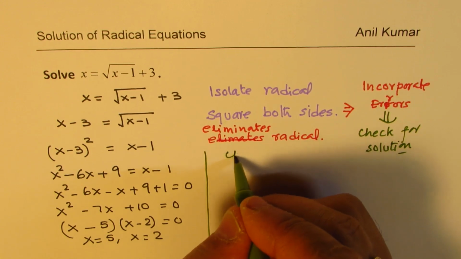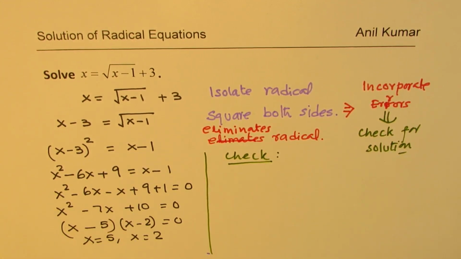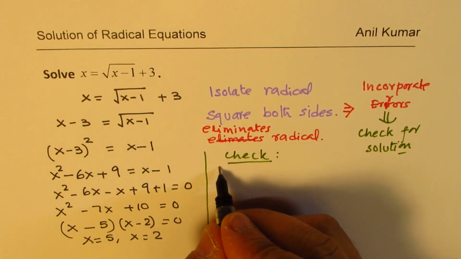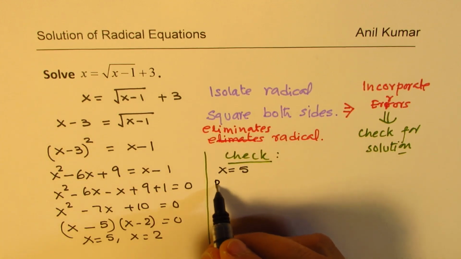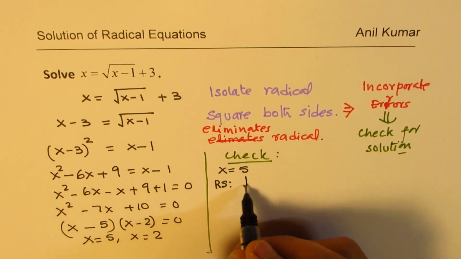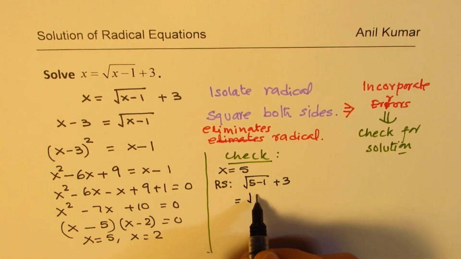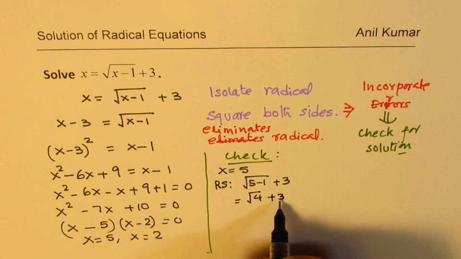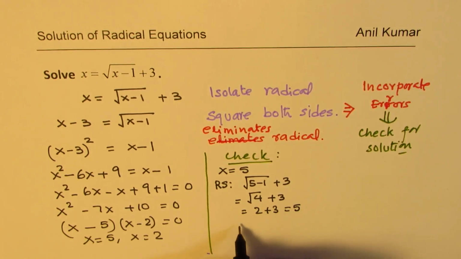Now the idea here is to check. This is very important. So if I substitute x equals to 5 in my equation on the right side, then we get square root of 5 minus 1 plus 3, which is square root of 4 plus 3, which is 2 plus 3, which is indeed equals to 5, and that is the left side. So both are equal. 5 is equal to 5.